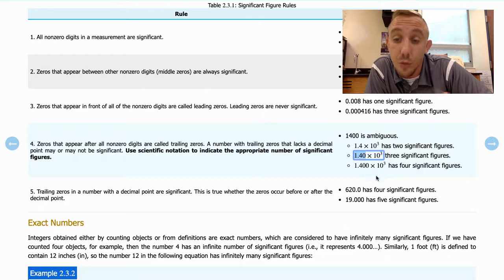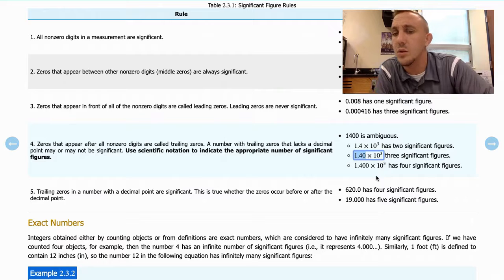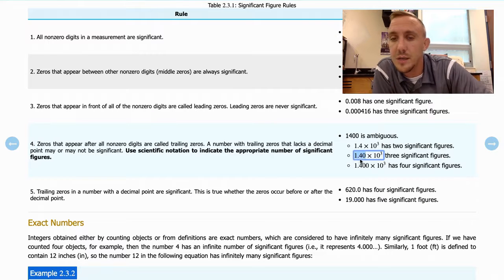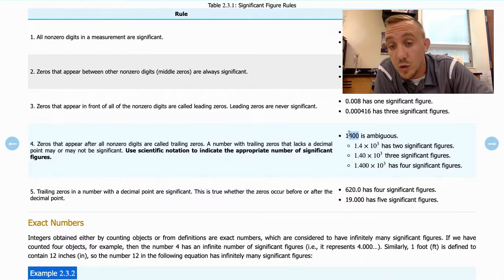1.40, I have 3 significant figures here. Now, some of you are like, well, Mr. Sassby, that's a trailing zero. Well, this trailing zero counts because there is a decimal. So remember, if there's a decimal and there's a trailing zero, the trailing zero counts. Looking back at this first one, just to backtrack, because there are trailing zeros and there's no decimal in here, those trailing zeros do not count.